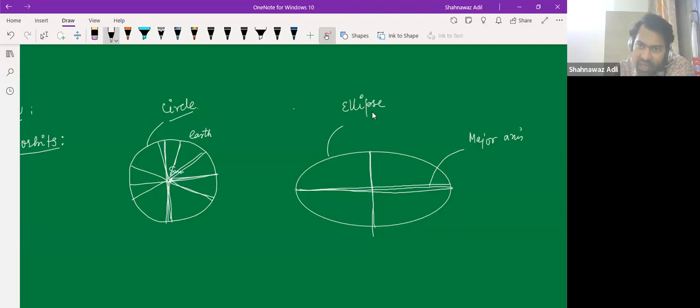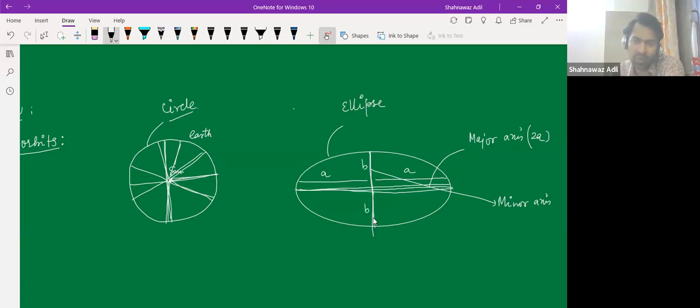So this ellipse will have two distances. One would be this major axis, and then we have this minor axis. The major axis is denoted by 2a, and this half distance is the semi-major axis, so this is a. And this is the semi-minor axis, this is b.